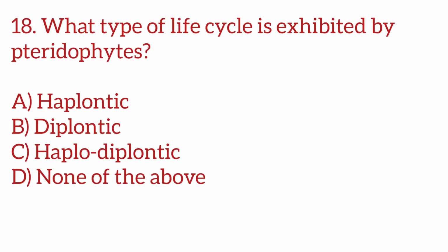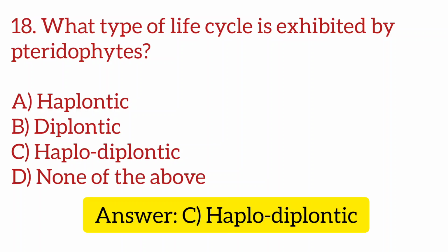18. What type of life cycle is exhibited by pteridophytes? A. Haplontic. B. Diplontic. C. Haplodiplontic. D. None of the above. Answer C. Haplodiplontic.